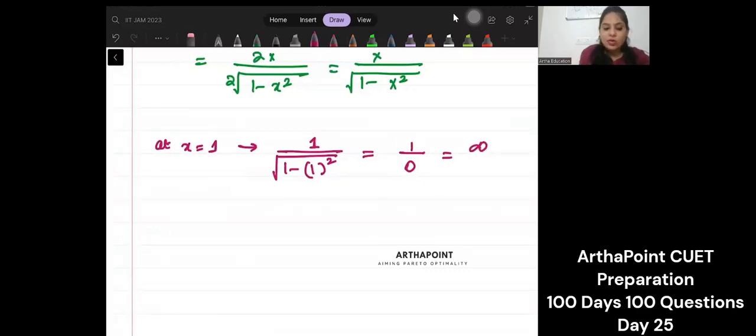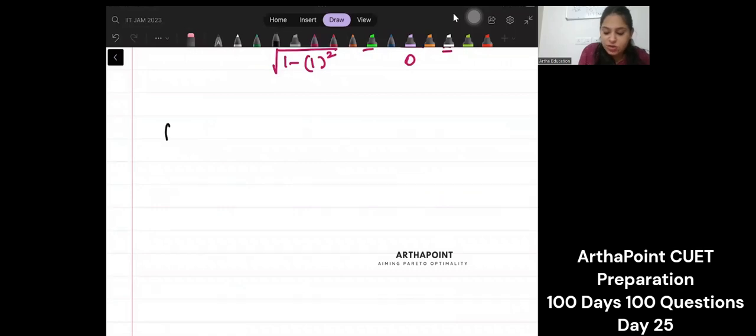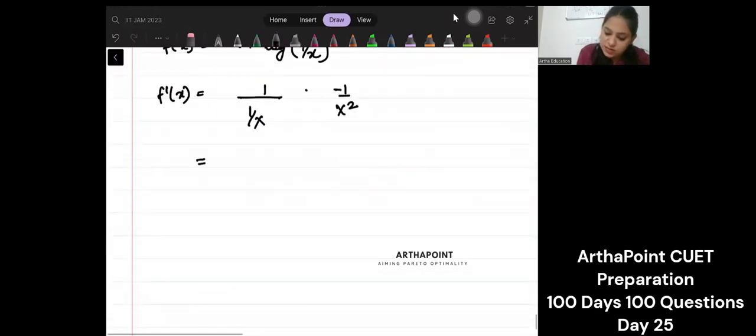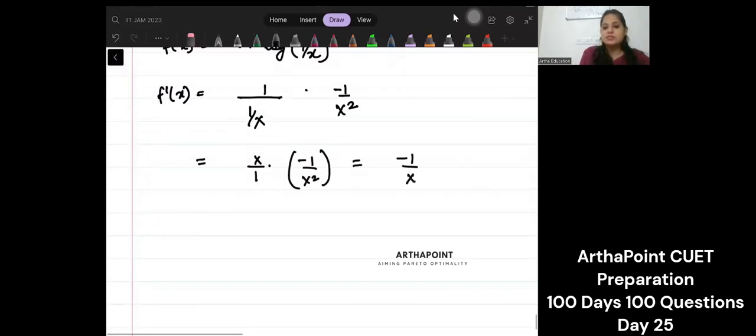Now let's look at the second part of my function. My function is given as 1 plus log 1 by x. So what is the derivative of log 1 by x? The derivative of log is 1 upon 1 by x, and what is the derivative of 1 by x? Minus 1 by x squared, isn't it? So if I start solving this, I will get x by 1 into minus 1 by x squared. So it will be minus 1 by x.